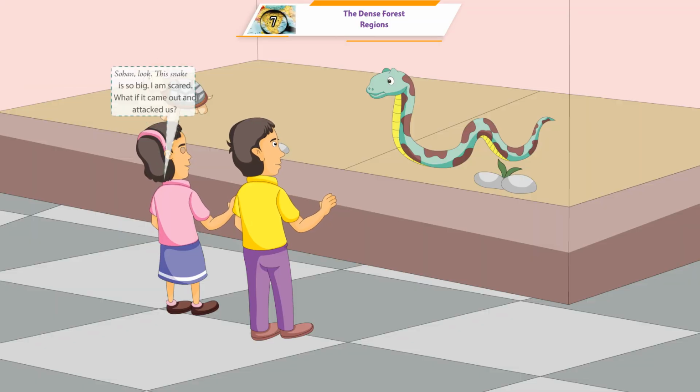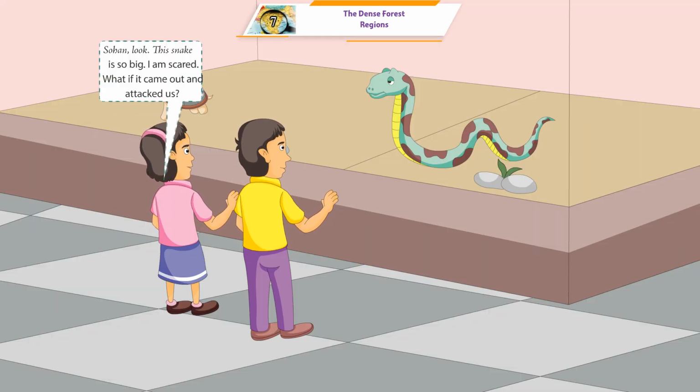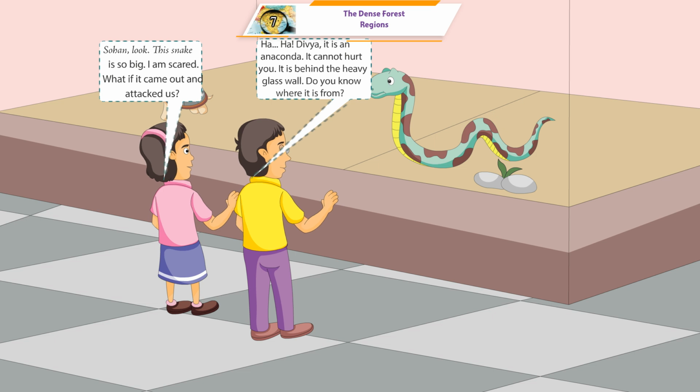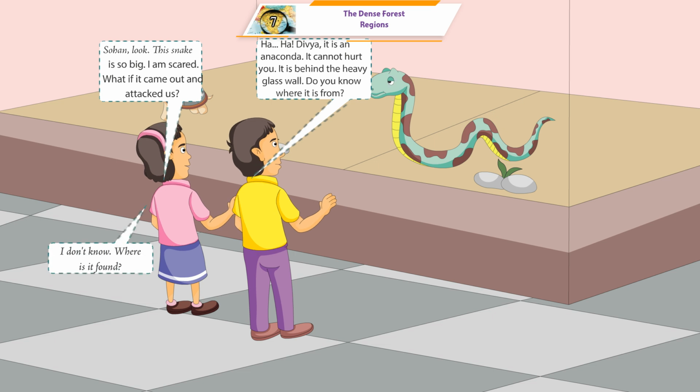Let's begin. Sohan, look, this snake is so big. I am scared. What if it came out and attacked us? Ha! Ha! Divya, it is an anaconda. It cannot hurt you. It is behind the heavy glass wall. Do you know where it is from? I don't know. Where is it found?